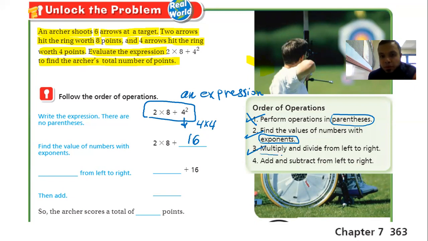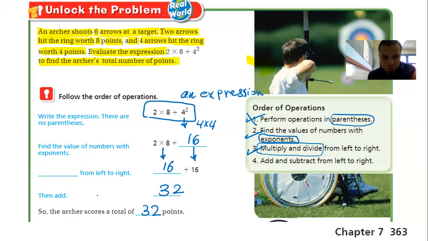Do we have multiply or divide from left to right? Yes, we have a multiplication operation here. 2 multiply 8 equals 16. 16 plus this 16 equals what? Excellent, 32. So the archer scored a total of 32 points.